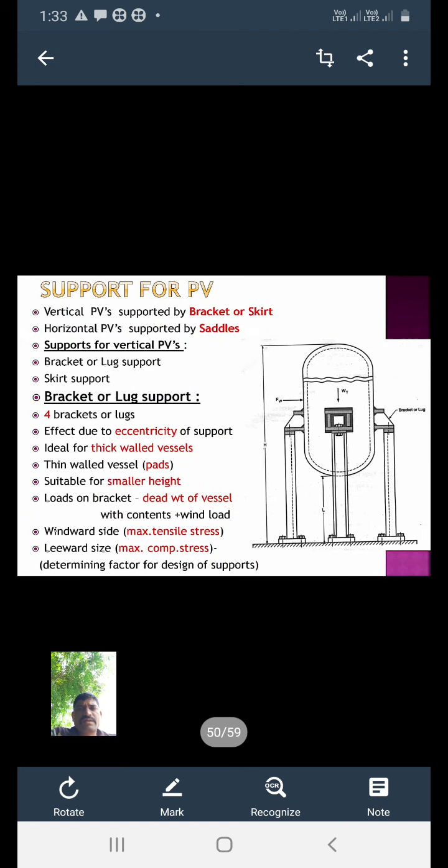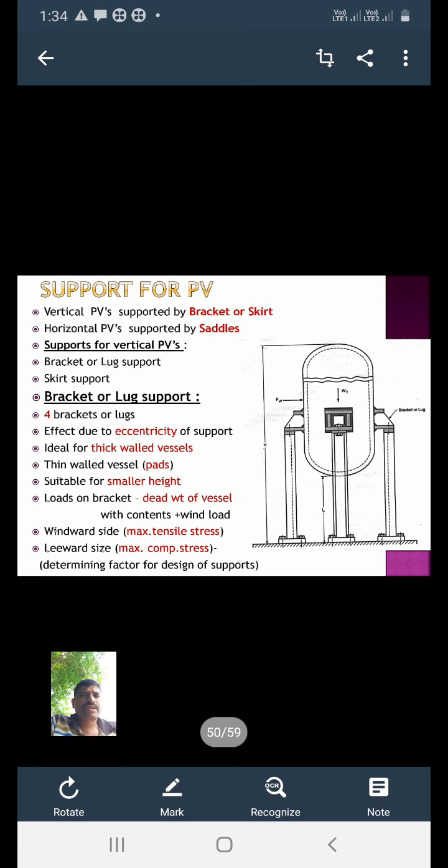Then next is support for pressure vessels. There are different supports required for the pressure vessel. There are two types of pressure vessel, vertical pressure vessel and horizontal pressure vessel. First we will see which support is used for which vessel. Support for the vertical pressure vessel.